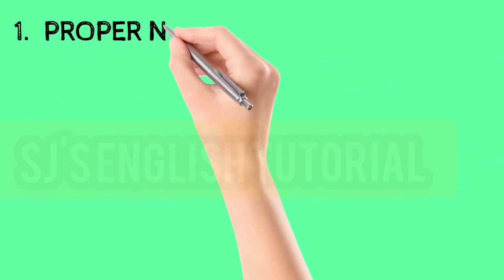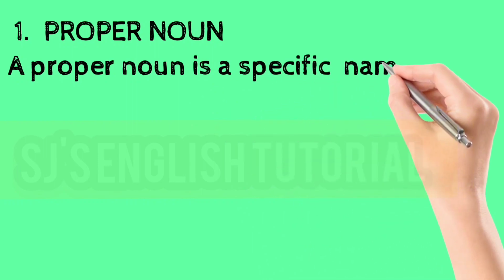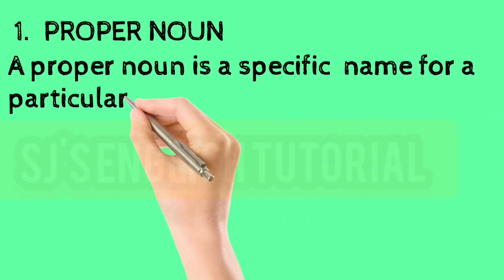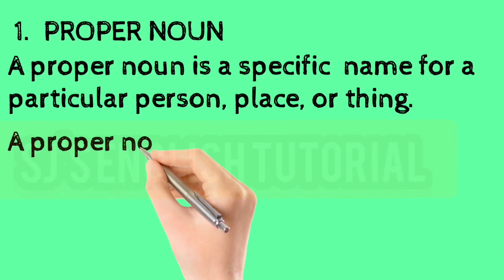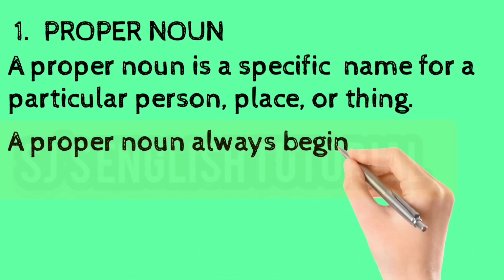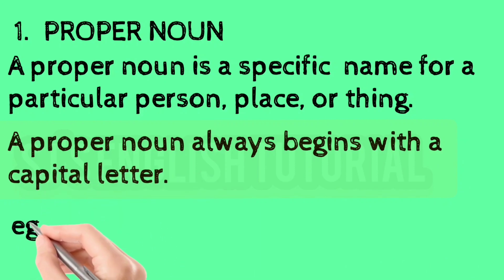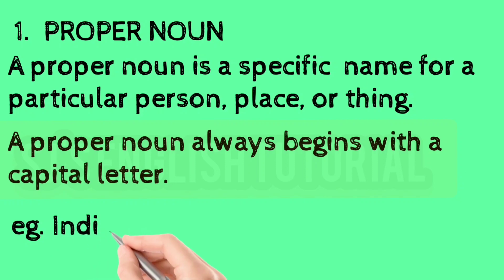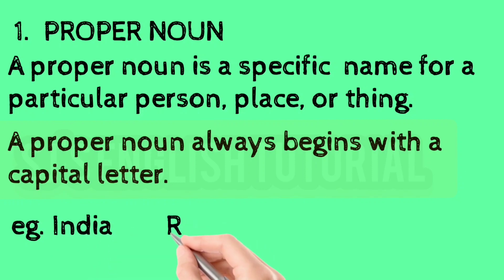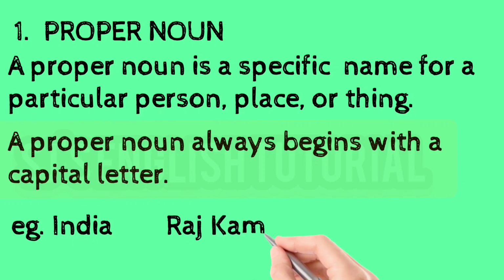First one, proper noun. A proper noun is a specific name for a particular person, place or a thing. Remember, a proper noun always begins with a capital letter. If there are 2 parts in a proper noun, both the parts begin with the capital letter. See here, example, India. It begins with a capital letter. Raj Kamal is another example. In Raj Kamal, we have 2 parts. The 2 parts begin with the capital letter.